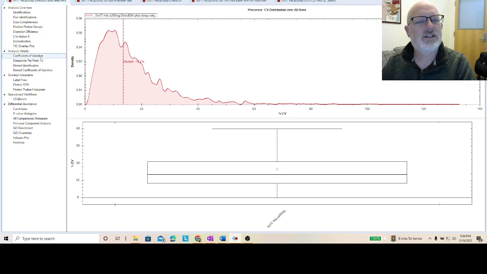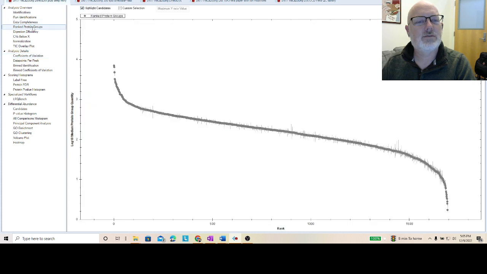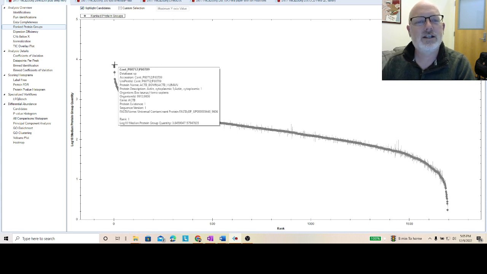Our coefficient of variation is around 13.5%. That's not bad for a 3-minute run. Let's see, ranked protein groups. This is our dynamic range we're getting on the 3-minute run. Looks like around 4, so 4 orders of magnitude.